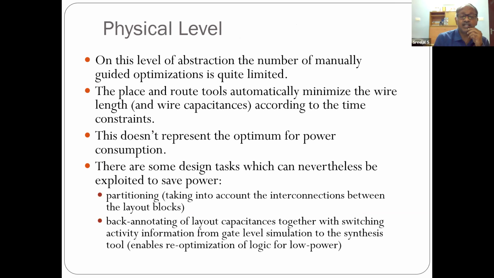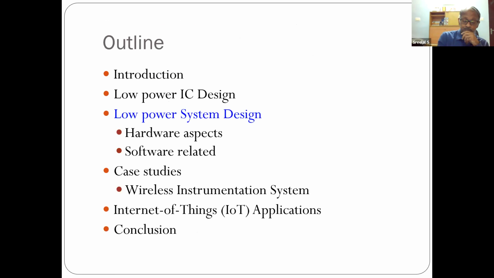At the physical level, at this level of abstraction, the number of manually guided optimizations is quite limited. The place and route tools automatically minimize the wire length and wire capacitance, but this doesn't represent the optimum for power consumption. There are some design tasks which can nevertheless be exploited to save power. For example, partitioning properly and then back annotating and doing the simulation. So these will help us to optimize the power consumption at a physical level.